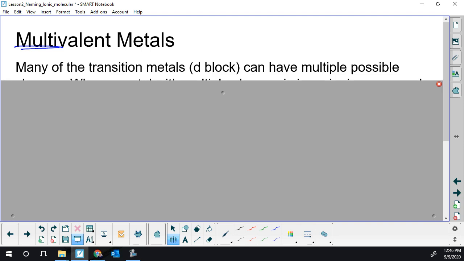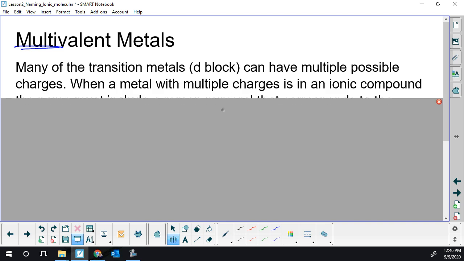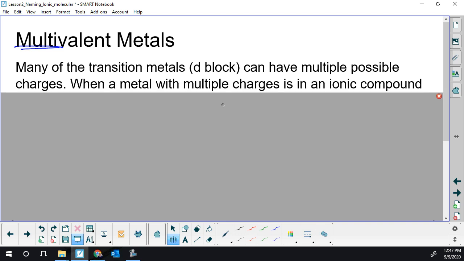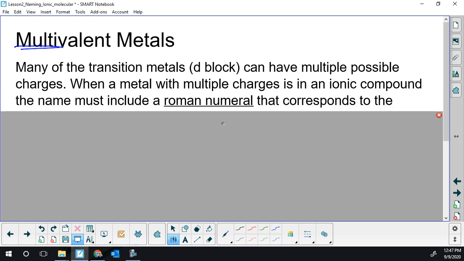So many of the transition metals, which in AP chemistry we're going to call the D block next year, don't worry about D block this year. I'm just trying to get you used to some of the Chem 20 lingo that I'm going to use. They can have multiple possible charges. When a metal has multiple charges possible and it's in an ionic compound, you need to tell the reader which one it is.